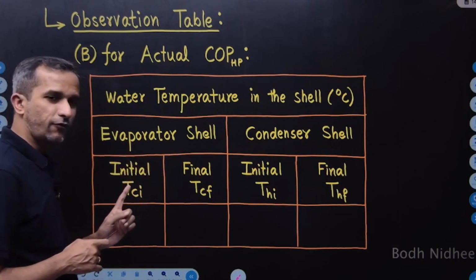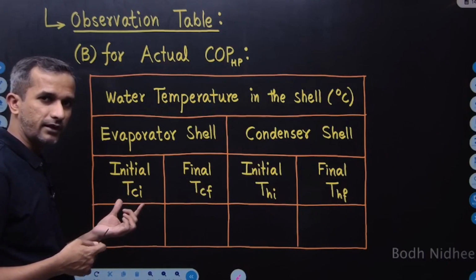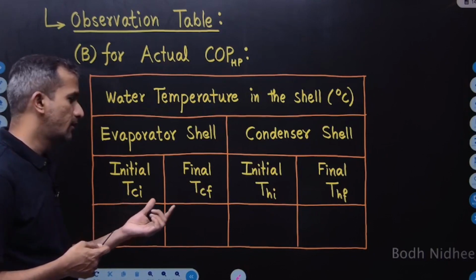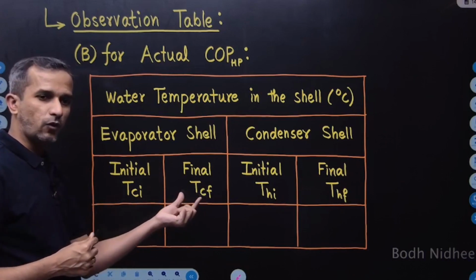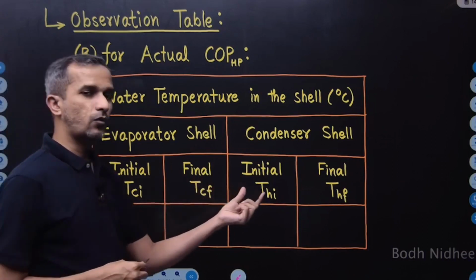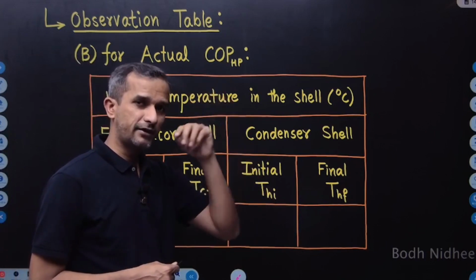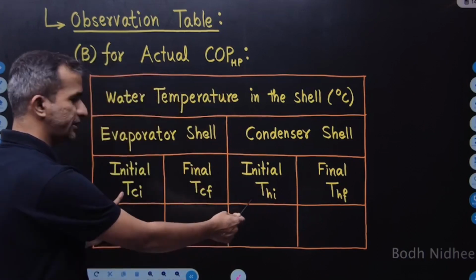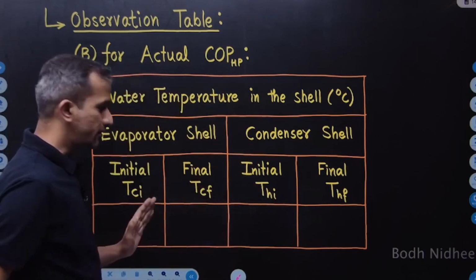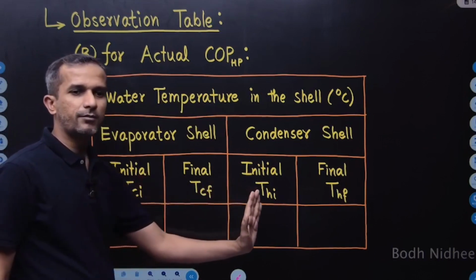To find that out, before starting the setup we'll first record the initial temperature of the cold water inlet, and after some time of 1 or 2 hours, the final temperature of that water. Similarly, we'll record the initial temperature of the hot water in the shell of the condenser. Obviously, these two temperatures will be the same initially. The evaporator water temperature will start decreasing and the condenser water temperature will start increasing.